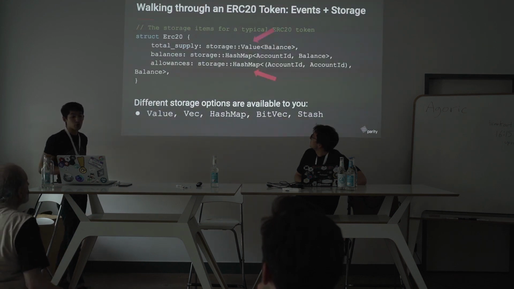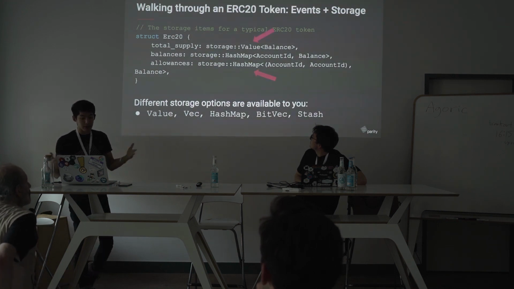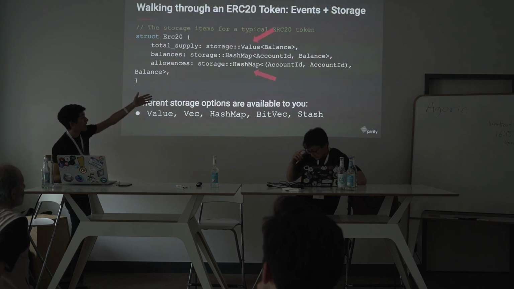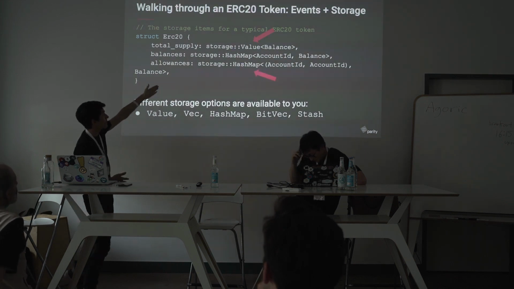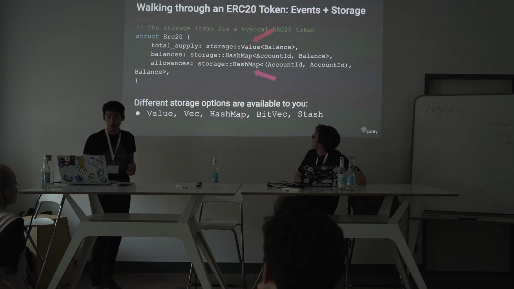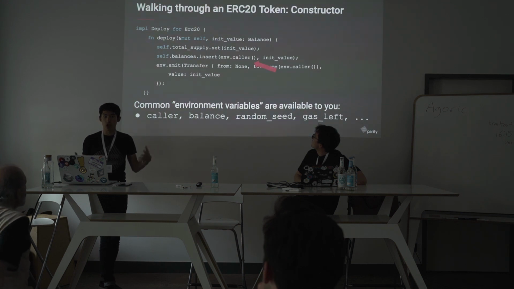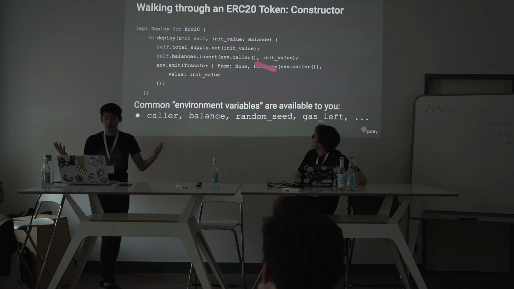Then of course you can create storage items. So you can see here we have things like values and hash maps. But you also have things like vectors and other things you can use. And again, you can use those types and define, like, I have a hash map from an account ID to a balance. That is what a balance is. You're very familiar with this if you're familiar with Solidity. Then you have a constructor function. This is a one-time function that gets called when a contract gets deployed.